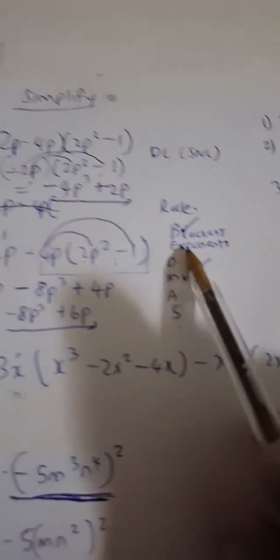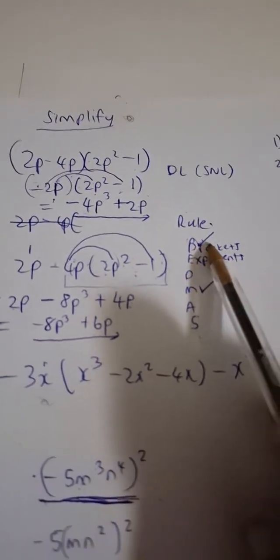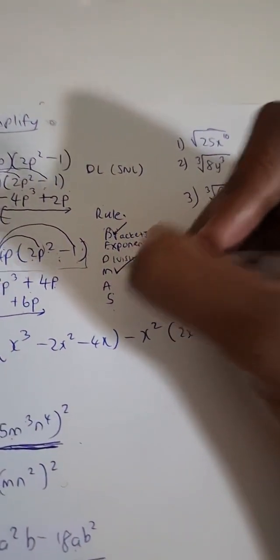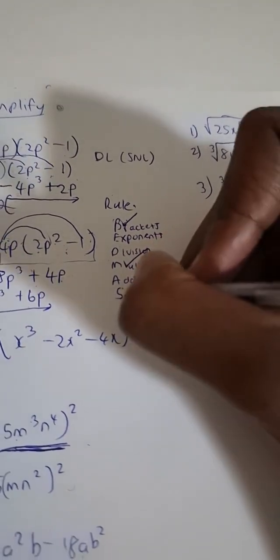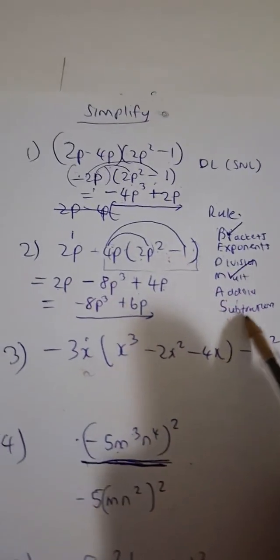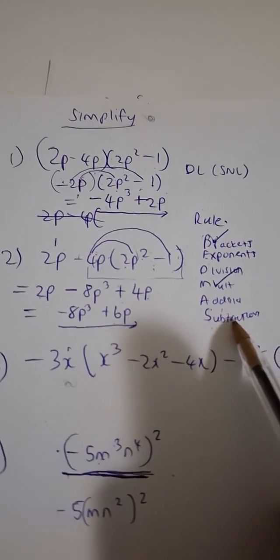The E stands for exponents, guys. Okay. So brackets first, then exponents. D, division. M, multiplication. A, addition. S, subtraction. Subtraction is at the bottom of the ring, as far as priority.